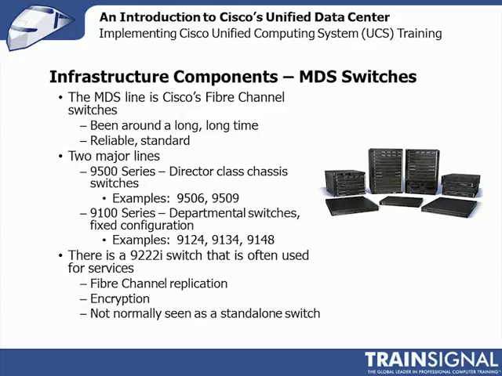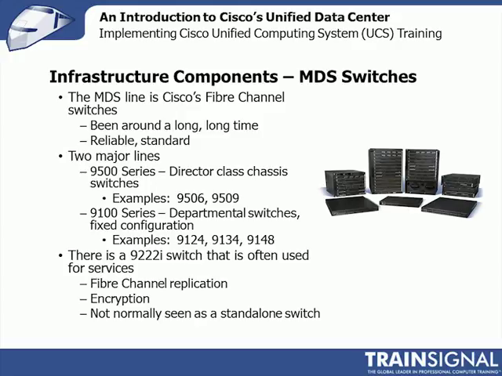Then there's kind of an oddball, the 9222i. He is what we call a service switch. So we see these as point solutions for things like if you want to replicate between two Fibre Channel arrays, we do this for Fibre Channel over IP encapsulation. If you want to add encryption, it can do that. Not normally seen as a standalone switch because it's only two slot. There's not a lot of density in that switch. It's very expensive for what it is.